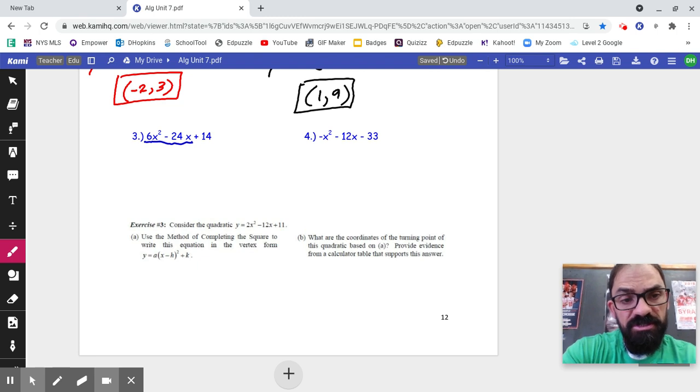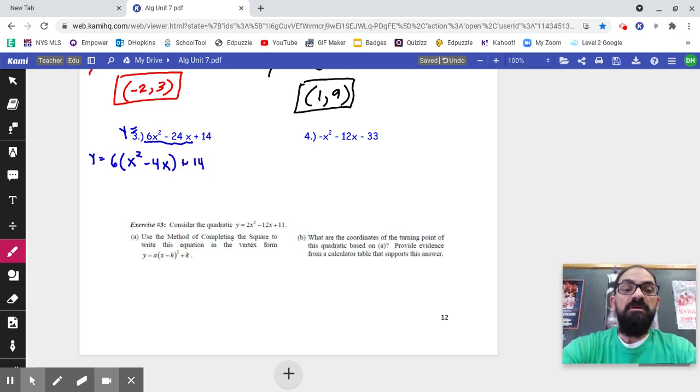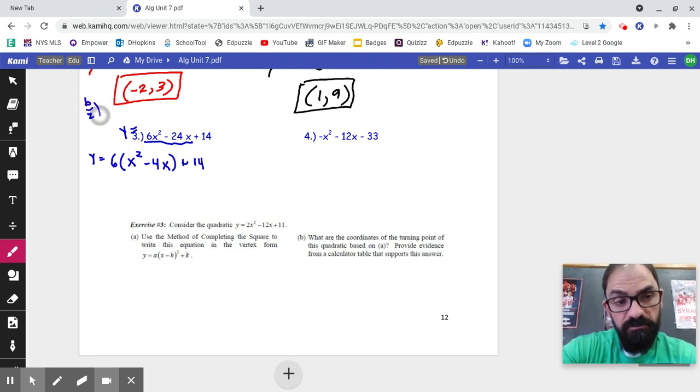So what I'll do, and it is missing, by the way, the y equals. We're going to factor out the 6. So if I take 6 out of 6x squared, and 24 divided by 6 is 4, and then I'm going to leave the plus 14 on the end. From here, I will apply the b halves squared. So my b is negative 4 divided by 2 is negative 2. Negative 2 squared is 4.